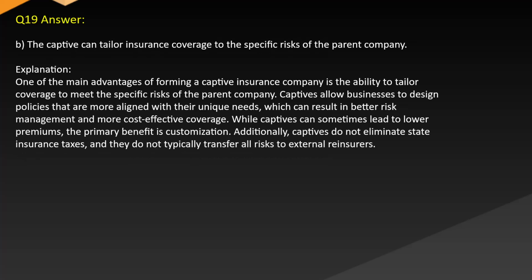Answer: B. The captive can tailor insurance coverage to the specific risks of the parent company. Explanation: One of the main advantages of forming a captive insurance company is the ability to tailor coverage to meet the specific risks of the parent company. Captives allow businesses to design policies that are more aligned with their unique needs, which can result in better risk management and more cost-effective coverage. While captives can sometimes lead to low premiums, the primary benefit is customization. Additionally, captives do not eliminate state insurance taxes, and they do not typically transfer all risks to external reinsurers.